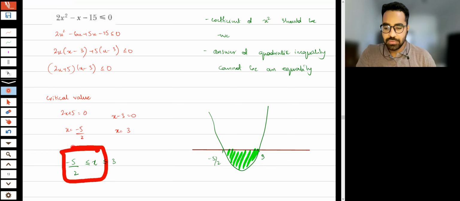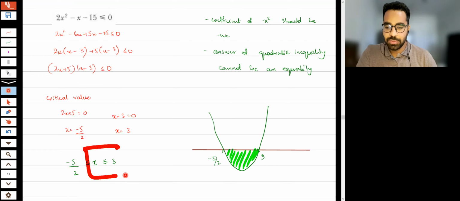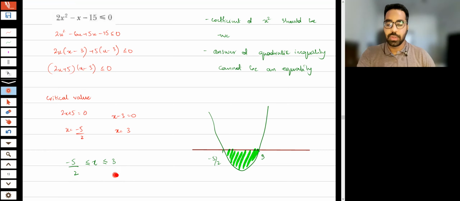This means that x is greater than or equal to minus 5.2, and this means that x is less than or equal to 3. And this whole answer means that x is between minus 5.2 and 3.